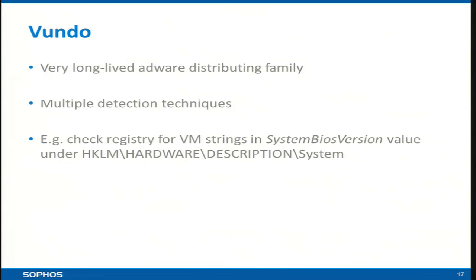So the third example is Vundo. Vundo is a malware family that's been around pretty much as long as I've been in the antivirus industry. It's gone through a lot of guises over that time, but it's generally been used to distribute adware onto infected machines. And again, they use multiple detection techniques. One example is to check the system BIOS version value in the registry. That usually contains giveaway virtual machine strings.